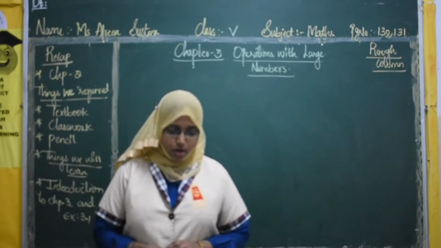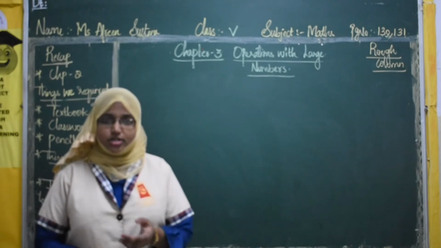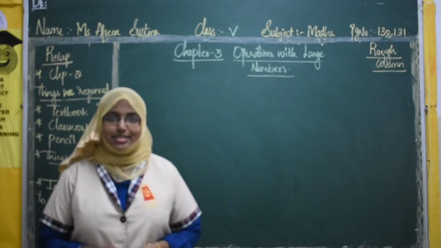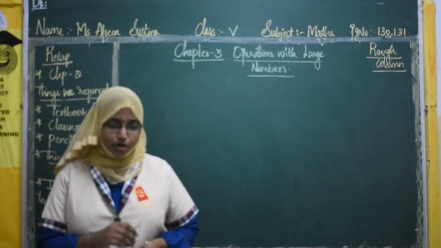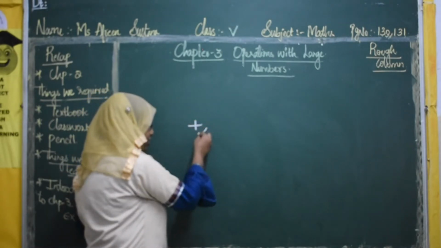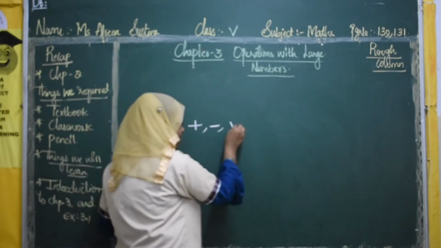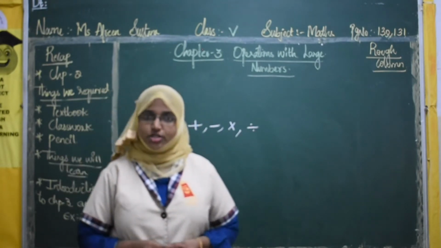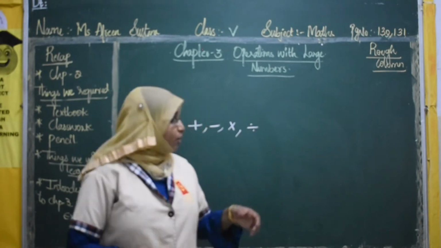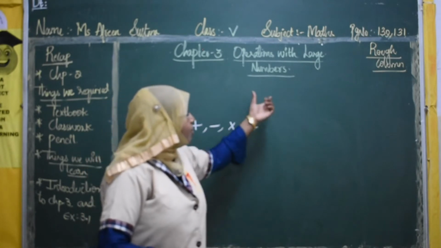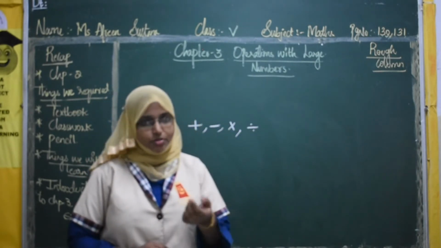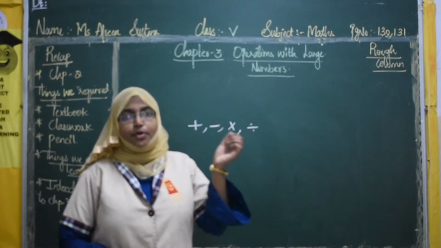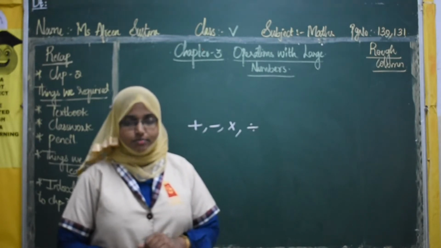Okay. So what is operation with large numbers? Here operation is not your medical operation. Operations in the sense we have some arithmetic operations, right? What are those? Addition, subtraction, multiplication and division. These are the 4 arithmetic operations which we perform. Now we are going to perform these 4 operations on large numbers. Our chapter 2 is large numbers, right? Now we are going to perform these operations on the large numbers.